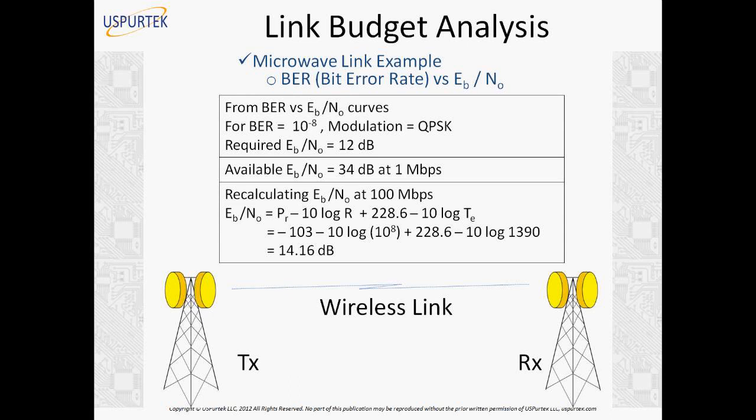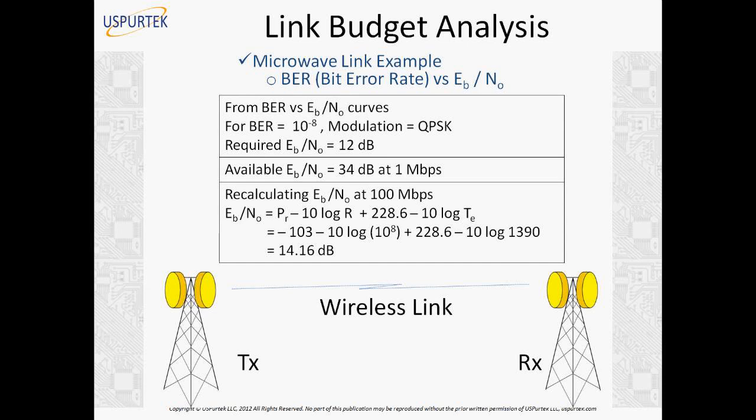So what that means is that at 1 megabit per second, our available signal to noise ratio per bit, or Eb/N0, is 34 dB. Now let's recalculate Eb/N0 for 100 megabits per second. Let's increase the data rate, right? We are not changing anything in our wireless link. It's the same tower, same distance, same receiver, same noise power, everything. But we want to see what happens to our Eb/N0 at 100 megabits per second.